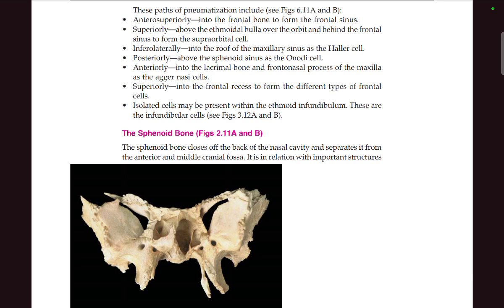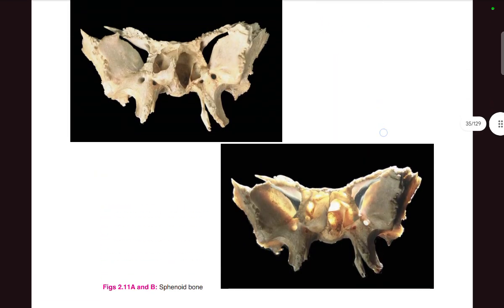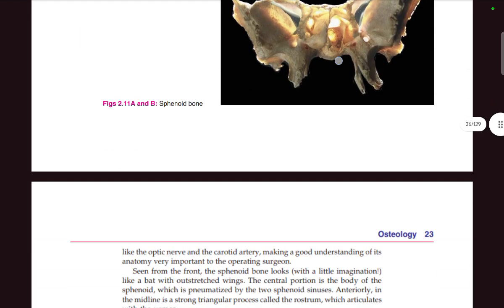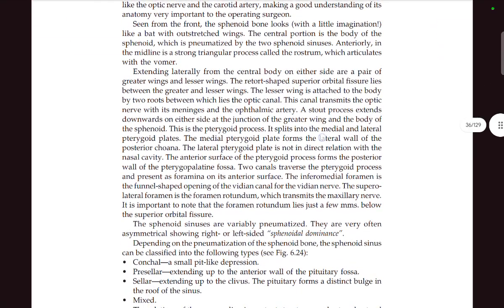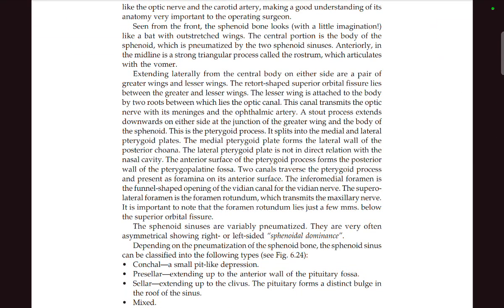Sphenoid bone. The sphenoid bone closes off the back of the nasal cavity and separates it from the anterior and middle cranial fossa. It is in relation with important structures. Here we can see the sphenoid bone. Important structures like the optic nerve and the carotid artery make a good understanding of its anatomy very important to the operating surgeon. Seen from the front, the sphenoid bone looks, with a little imagination, like a bat with outstretched wings.